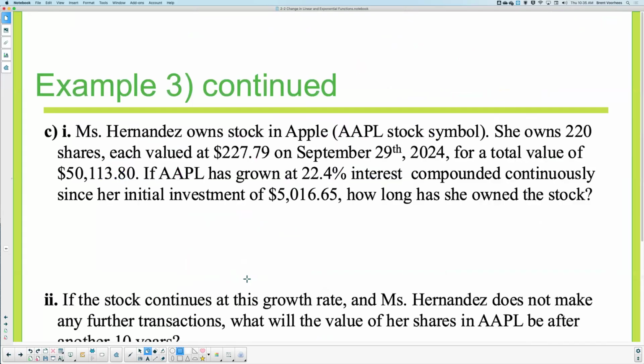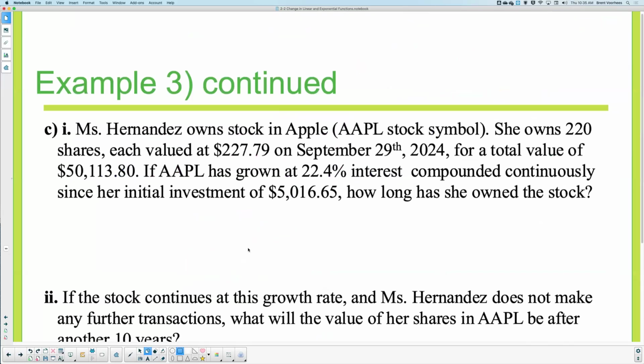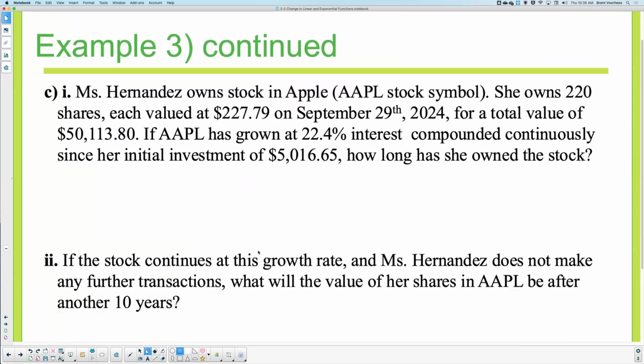All right, let's do another one. Maybe it's not just Google. Let's see if this works for other companies. Ms. Hernandez owns stock in Apple. And again, if you want to look it up, you type that in Google. Google will not think you're misspelling it. It specifically will think you're wanting to buy the company Apple. She owns 220 shares, each valued at $227.79 on September 29th, 2024, for a total of $50,000 plus some change. If Apple has grown at 22.4% interest compounded continuously since her initial investment, how long has she owned the stock?